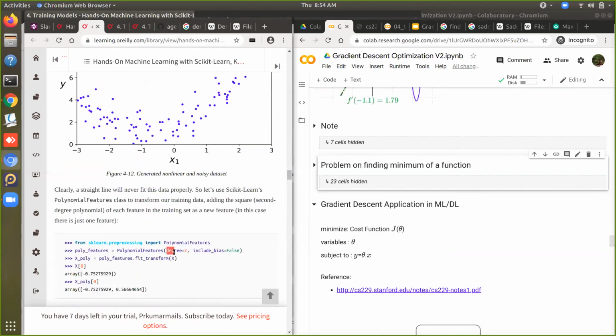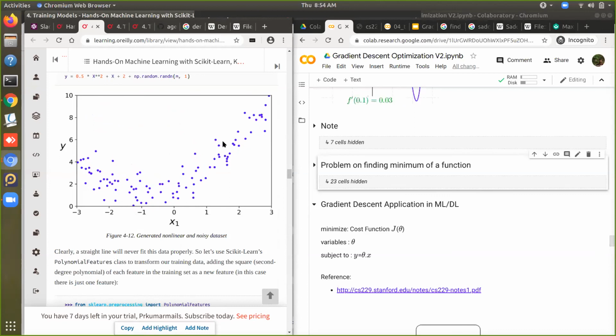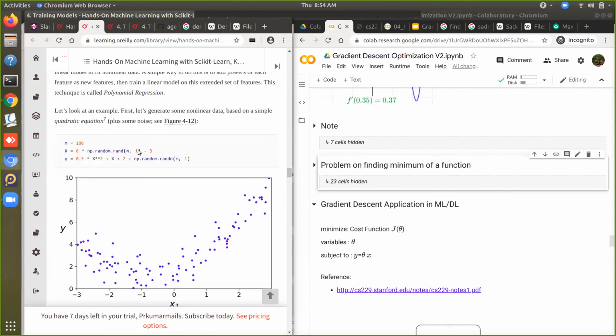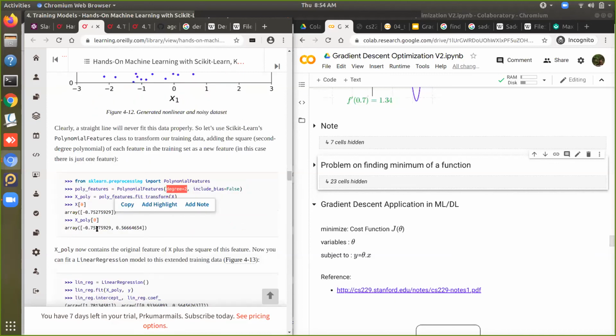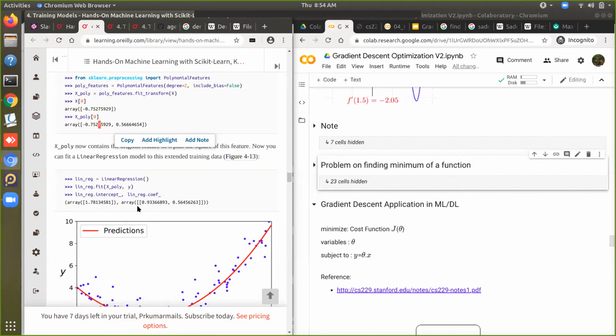And here they have specified that in this example, the degree is 2. Then what it means is that x1, then x1 squared, those kinds of terms will be taken and computed. And in the intercept, here we can find that one parameter corresponds to x squared, and another parameter corresponds to x1.